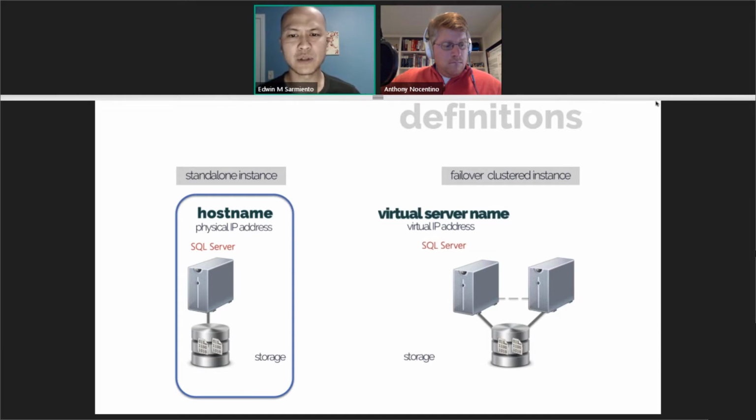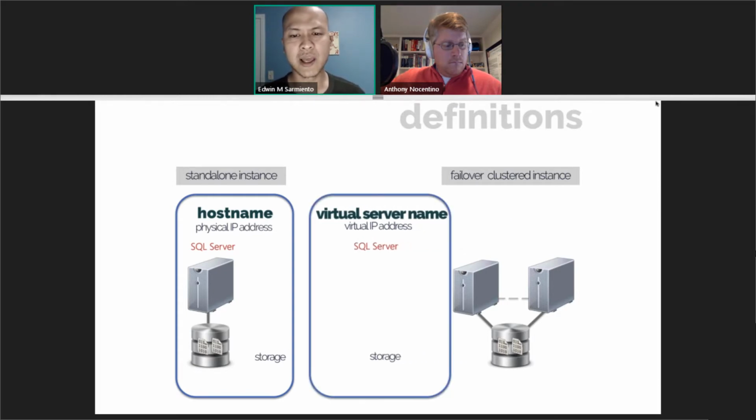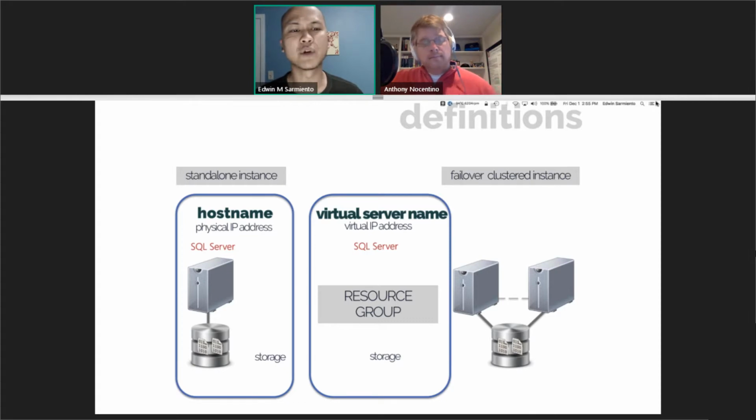In terms of the failover clustered instance, when you look at the logical boundaries for a failover clustered instance, you have your storage, you have your SQL Server service, you have your virtual IP address and your virtual server name. Now, why virtual, not physical? Well, for one, the host names of each individual machine are totally different. In order for the client applications to be redirected to where the service is currently running, there has to be an abstraction layer.